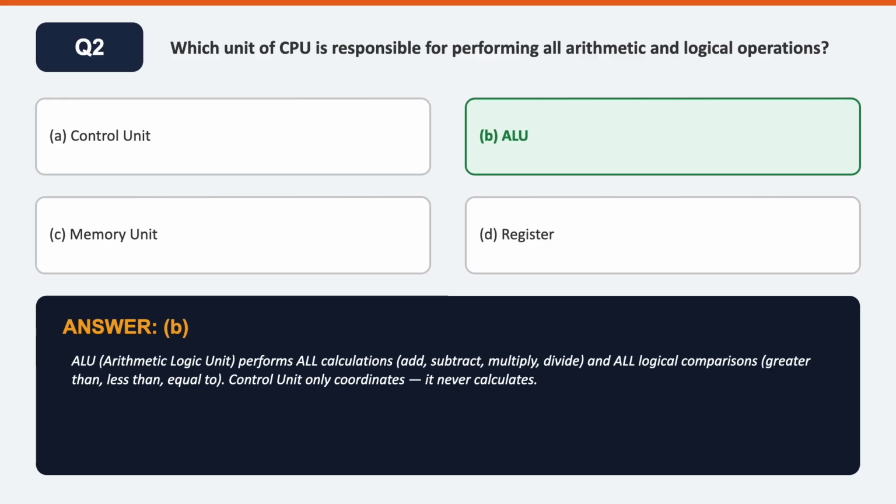Question 2. Which unit performs all arithmetic and logical operations? A. Control unit, B. ALU, C. Memory unit, D. Register. Answer B. ALU. ALU handles all calculations and comparisons. Control unit only coordinates. It never calculates.